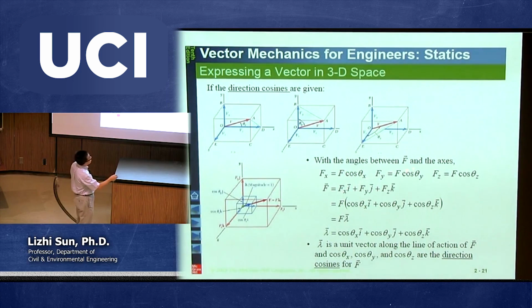And you plug those three equations into this one, and every term has F, the magnitude. You take it out. So then what's left? Cosine theta x times i, plus cosine theta y times j, plus cosine theta z times k. These all together, we give a new name, which is called lambda.